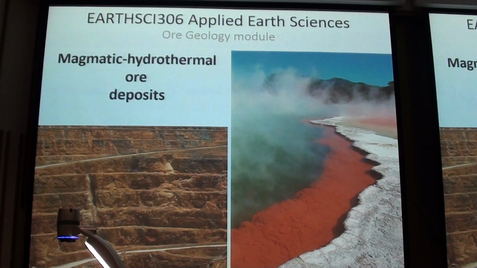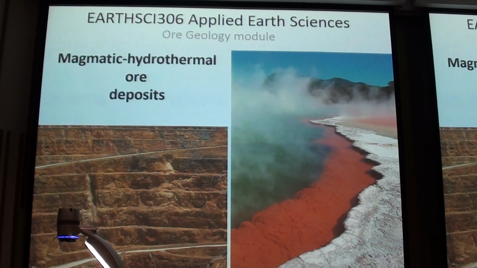Can anyone tell me what these places are? Rotorua. Waiotapu. Yes, well done. And the other one? Very good. You're familiar with museums.